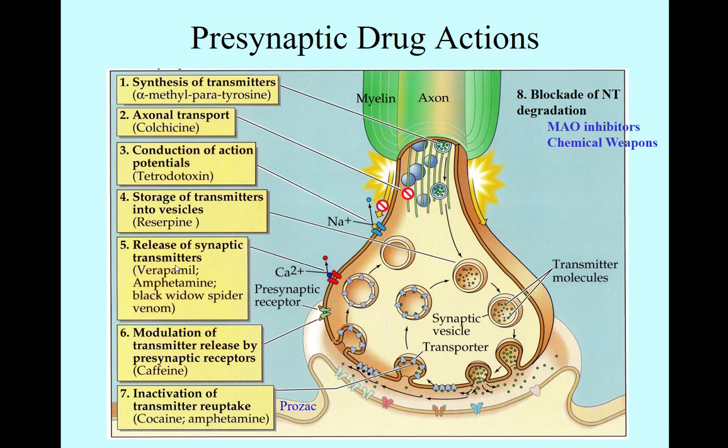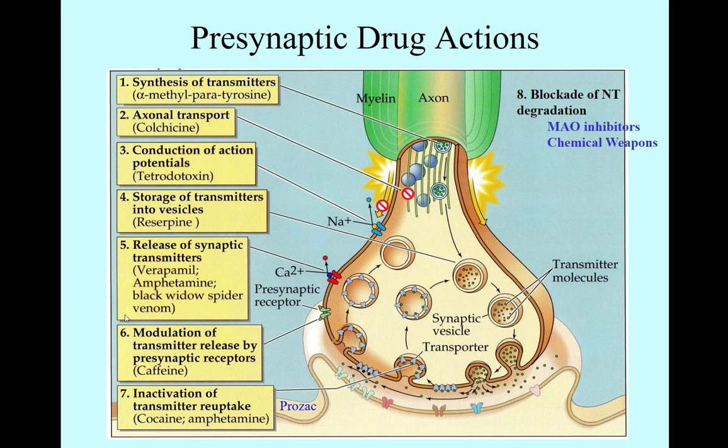All right, let's talk about number 5, release of synaptic transmitters. Okay, so we have amphetamine. We can also take cocaine from down here and put it in here as well. Amphetamine and cocaine both cause increased release of norepinephrine and dopamine. Okay, amphetamine and cocaine. So please know those. Increased release of norepinephrine and dopamine.